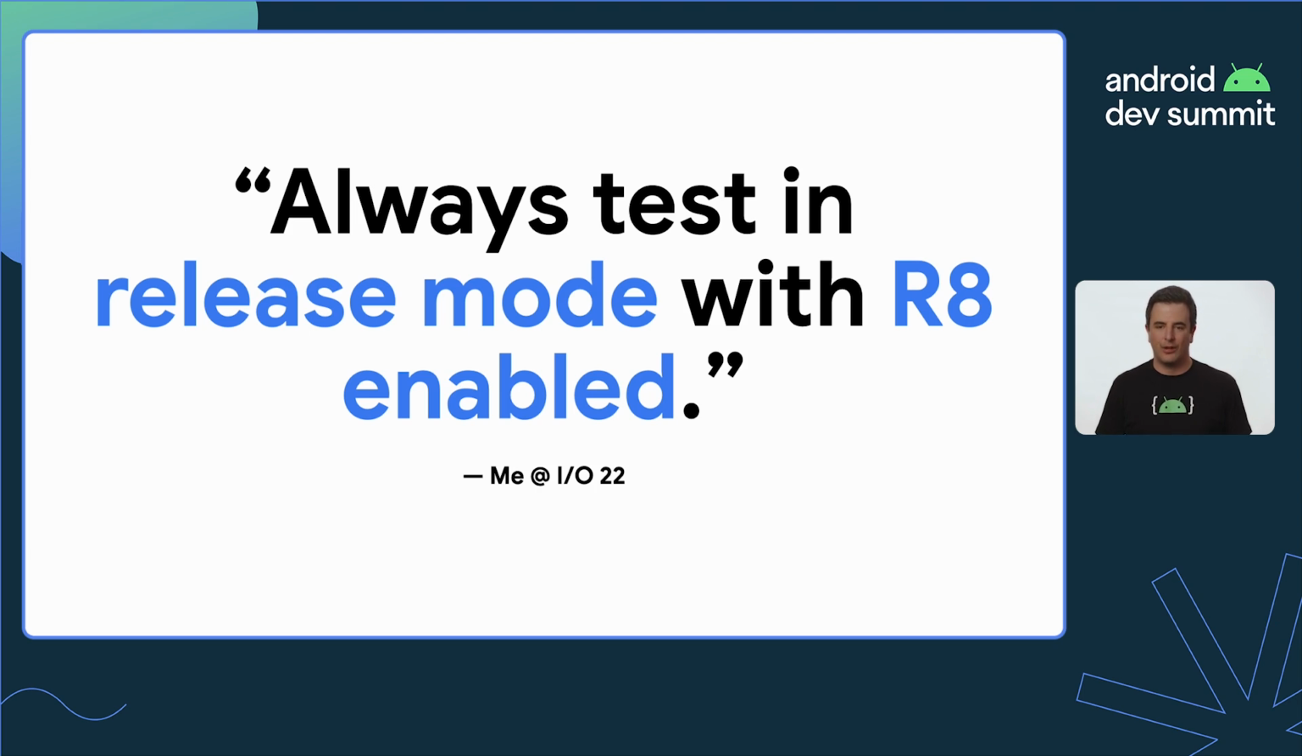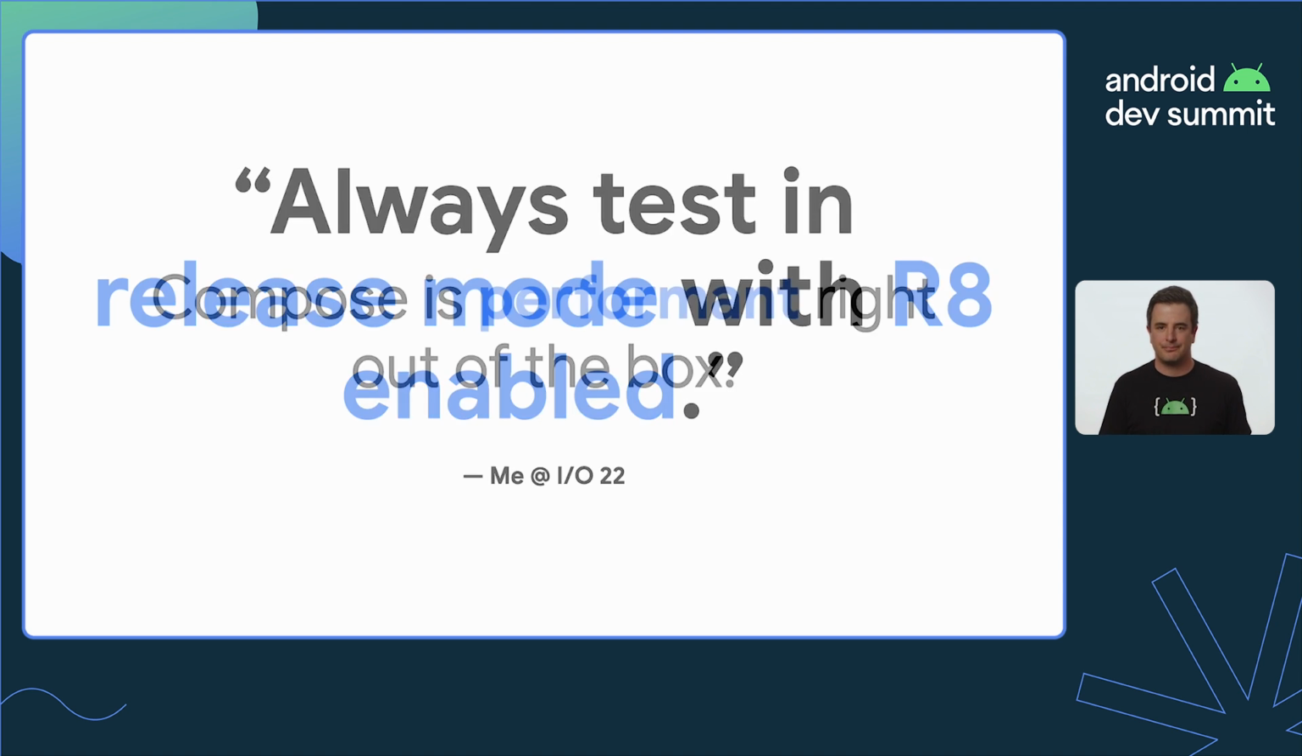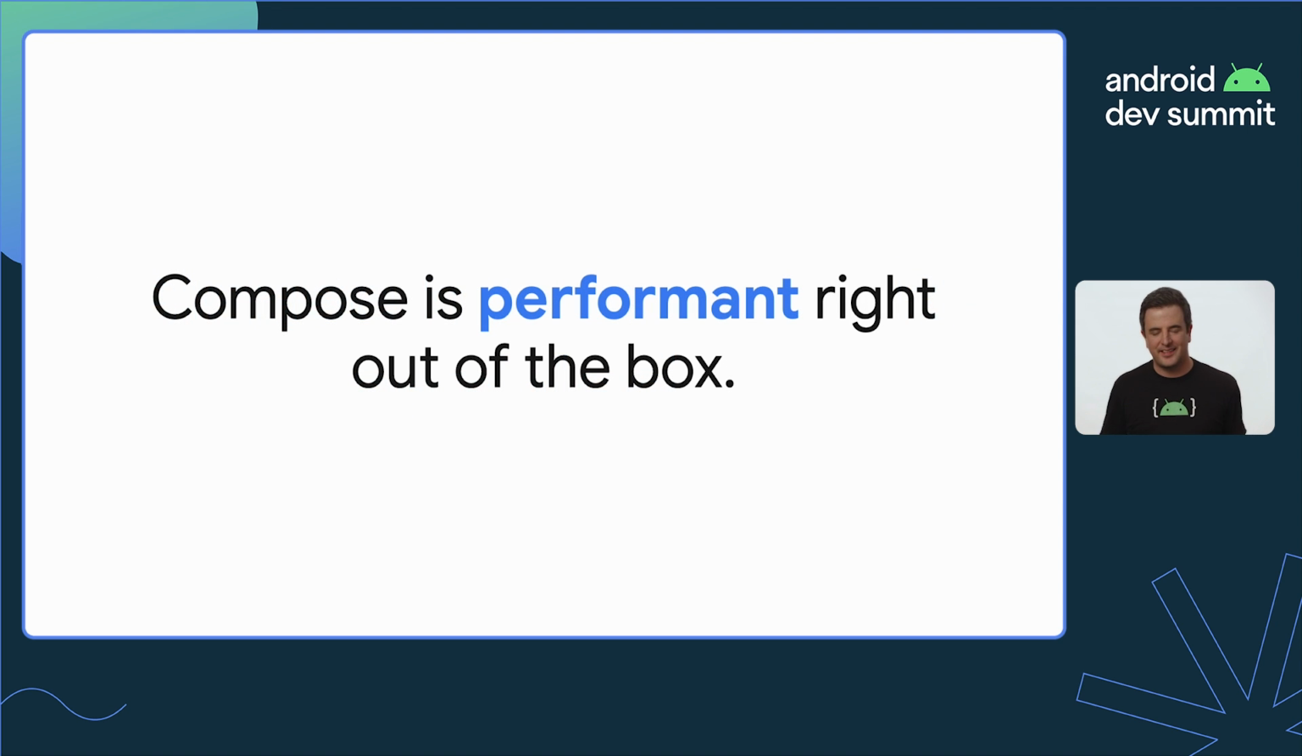Of course, some points deserve repeating. If you see performance issues in your Compose app, always ensure you are testing in release mode with R8 enabled. It really does make a significant difference. And before we get started on the tips, a small disclaimer. Compose is performant right out of the box. You might not need to apply any of the tips in this talk.